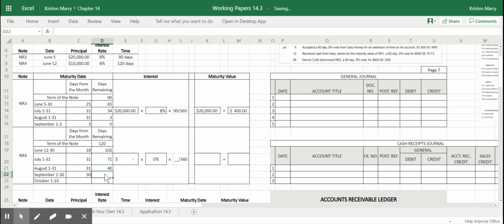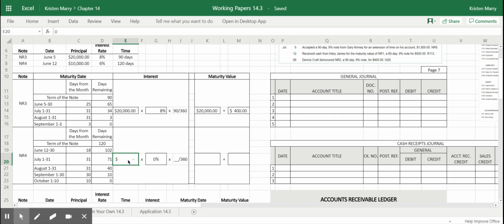September has 30 days in it. So 40 minus the 30 days of September, they'll have 10 days left, which means they have to pay that loan back by October 10th. That is when their 120 days runs out.